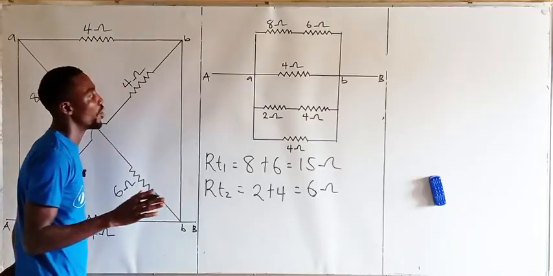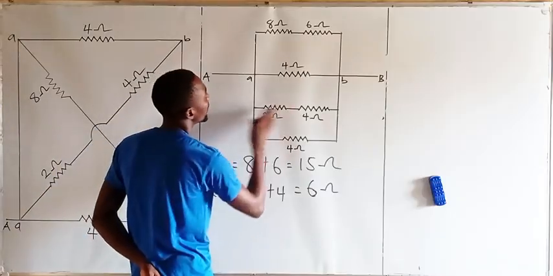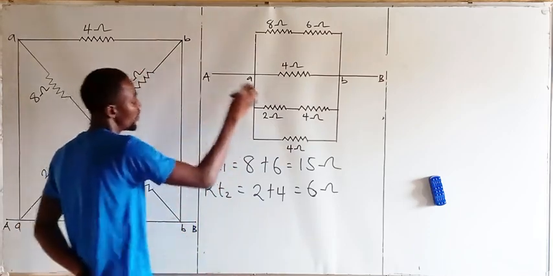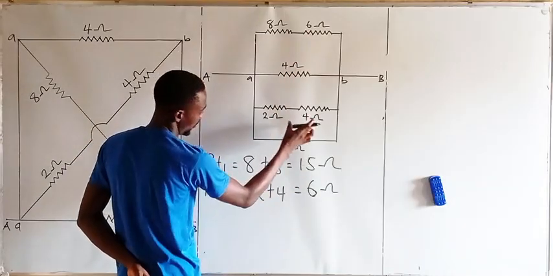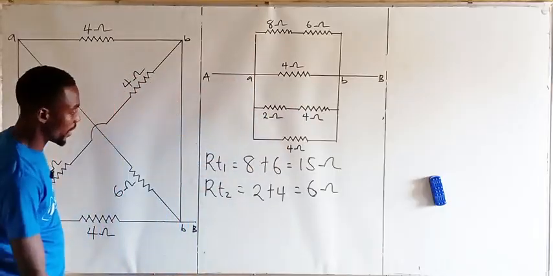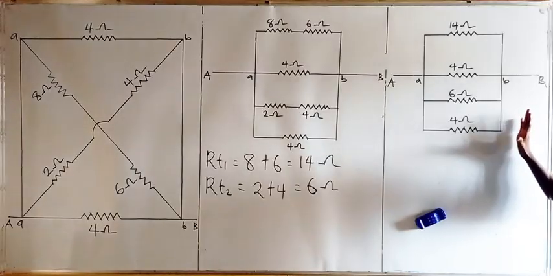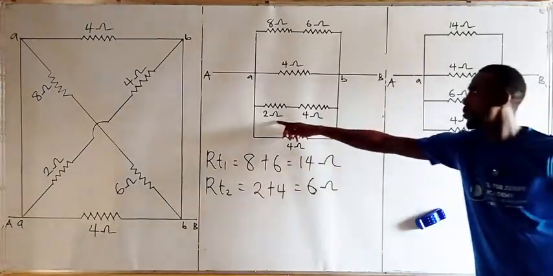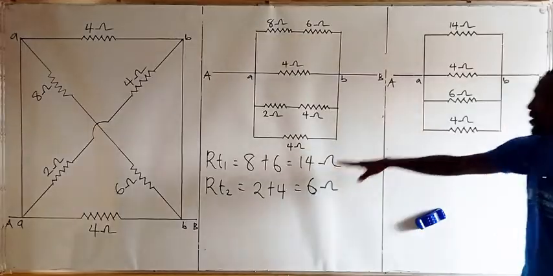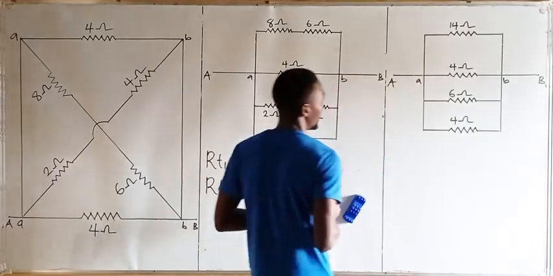Now that we have combined them in series, I will redraw the circuit. We are just going to have 15 ohms here and 6 ohms here, and everything will now be in parallel. Here is how our diagram is now. 2 plus 4 is 6 ohms. 8 plus 6 is 14, not 15. I've corrected that.